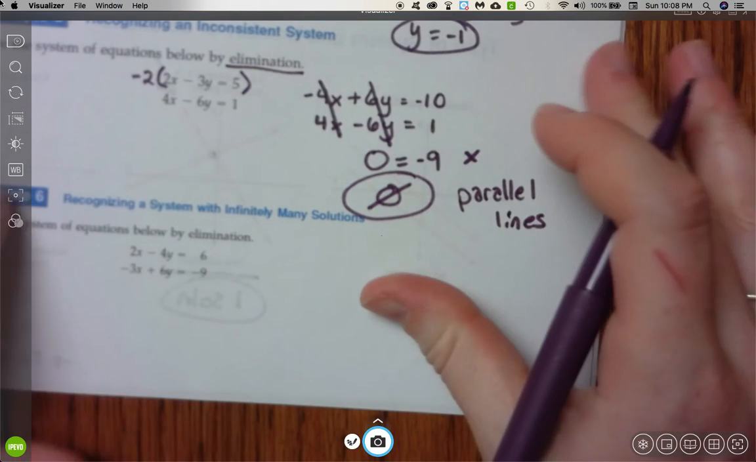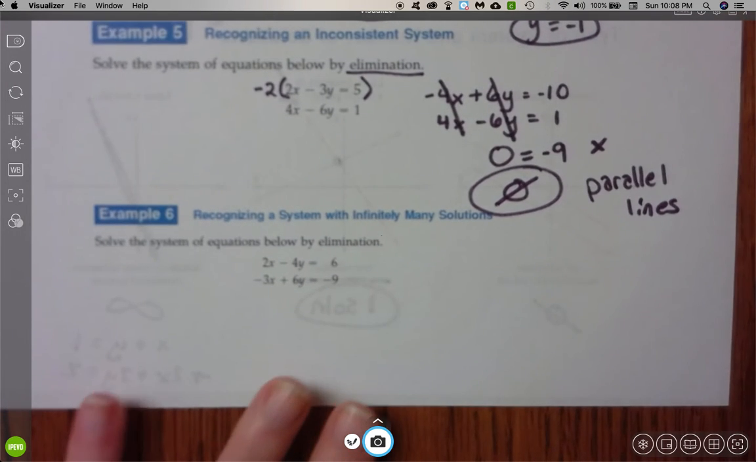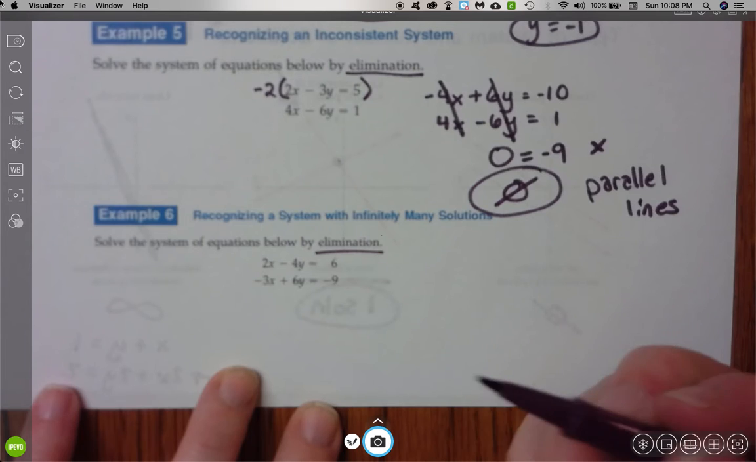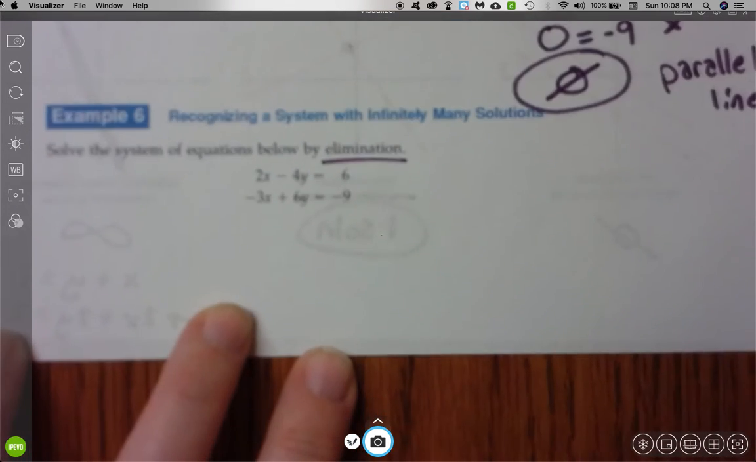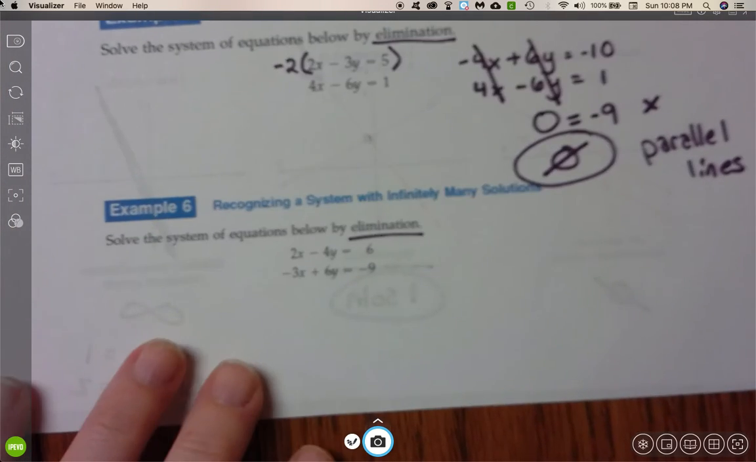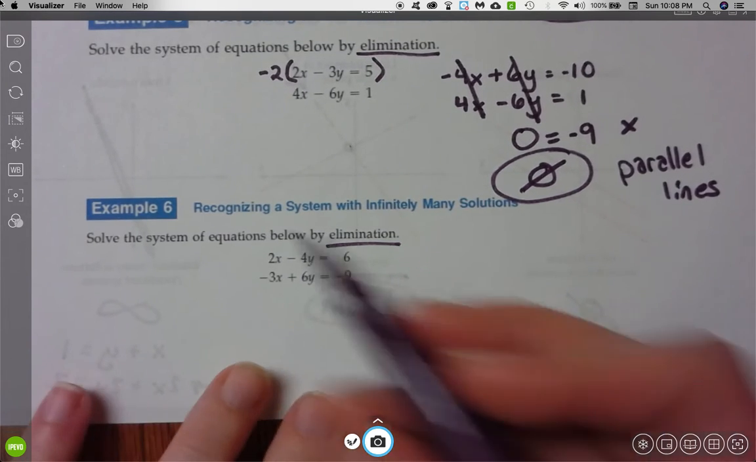All right, and then let's do this last one. We're going to end up with another weird thing happening here. So they want us to do elimination again. So here we have this. Which variable do we want to eliminate? Let's go ahead and eliminate the x's.